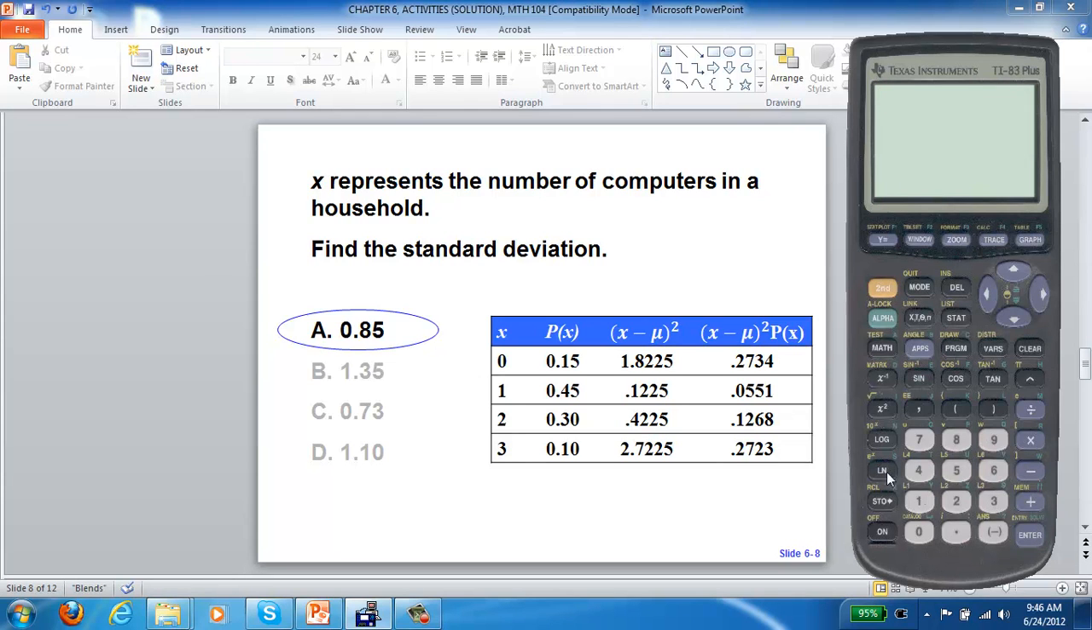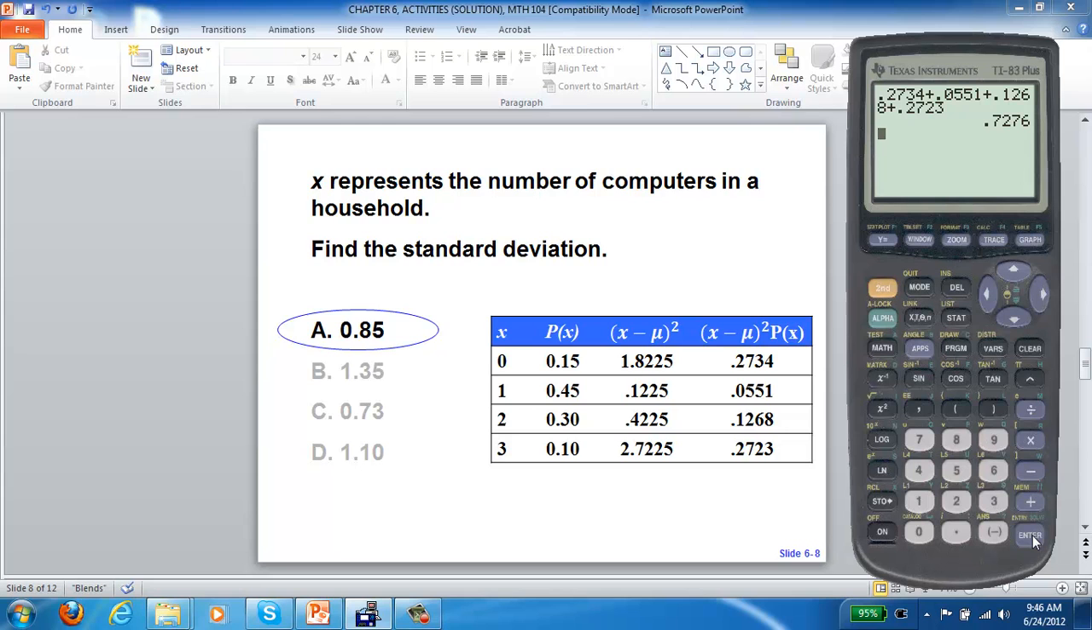So then you take the summation, 0.2734 plus 0.0551 plus 0.1268 plus 0.2723. Enter. So this is the variance.